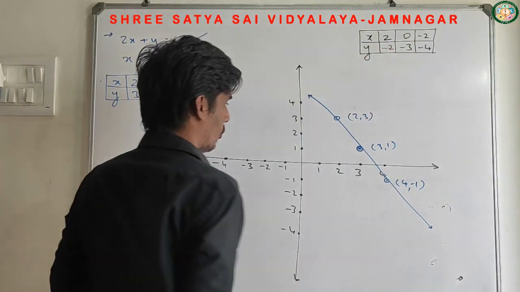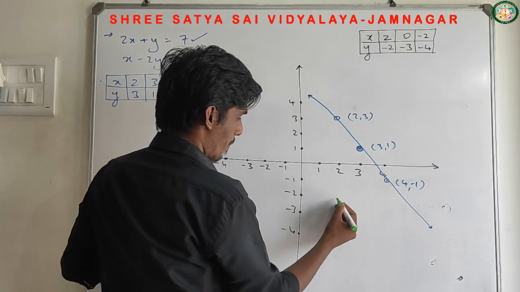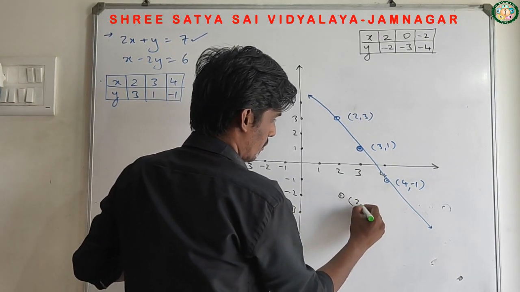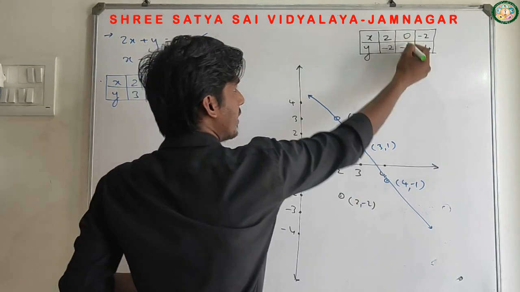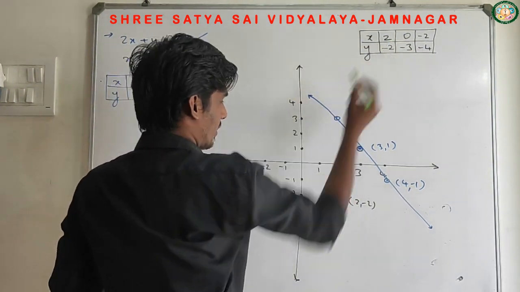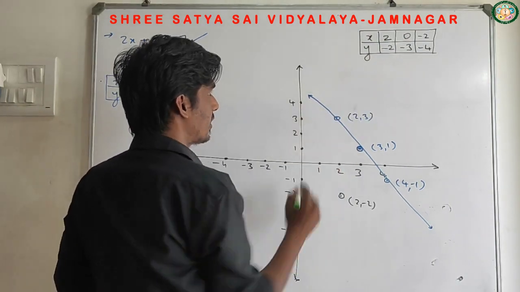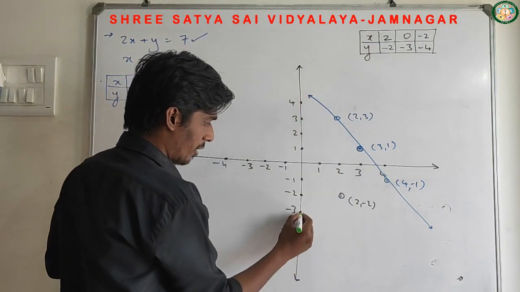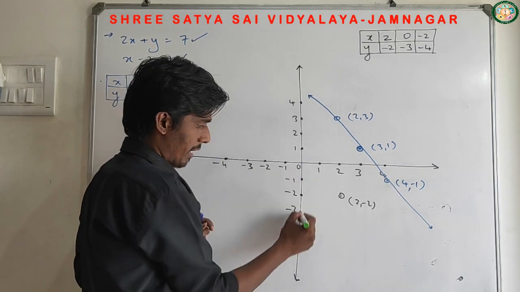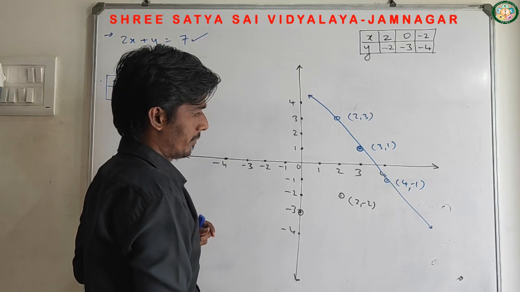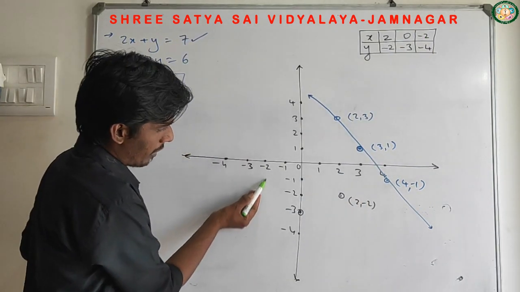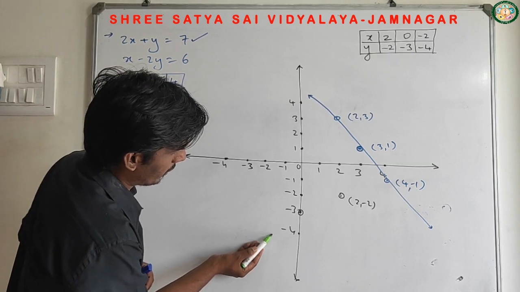That is 2 and minus 2: 2 on the x-axis, minus 2 on the y-axis, here somewhere. Then 0 and minus 3. What is 0? 0 on the x-axis means this one, and minus 3 on the y-axis. This is 0 and minus 3. So this is the point. And the last point, minus 2 and minus 4, somewhat over here.